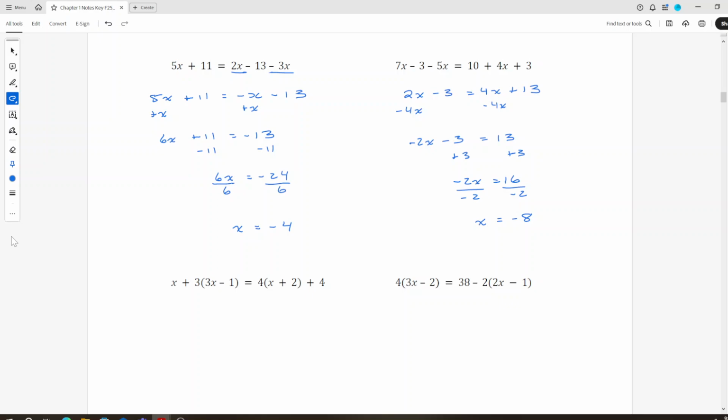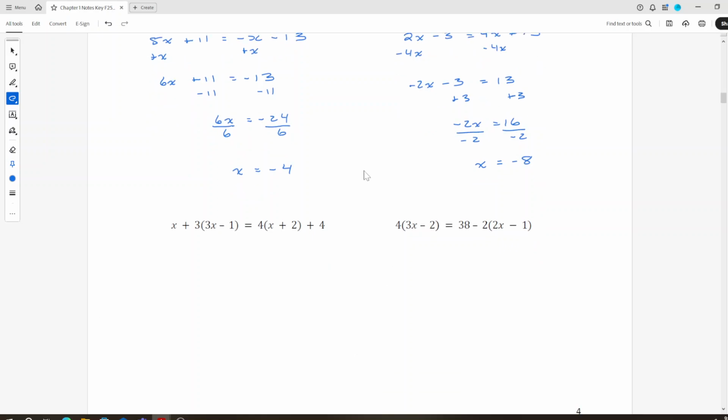So even if I had put things on the other side, I would still get -8 as an answer. Okay, there's lots of ways to peel a potato in math. I just try to show you that it's okay to have your x's on the right, but it's also okay to just always have your x's on the left. It'll work out. All right, 2 more questions.